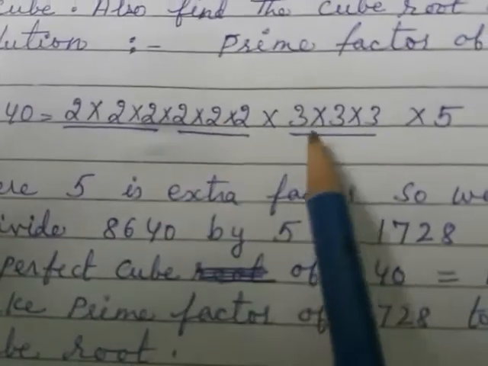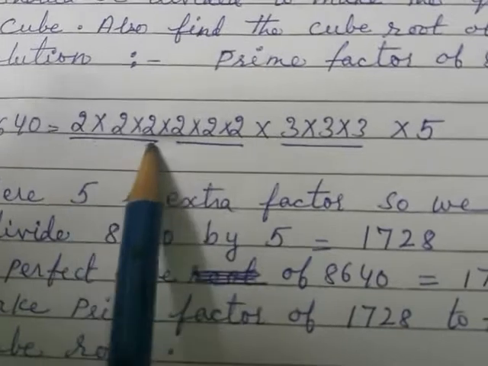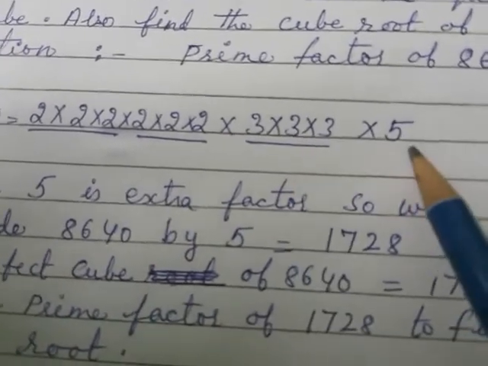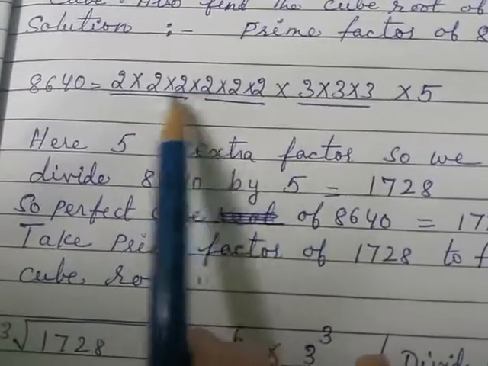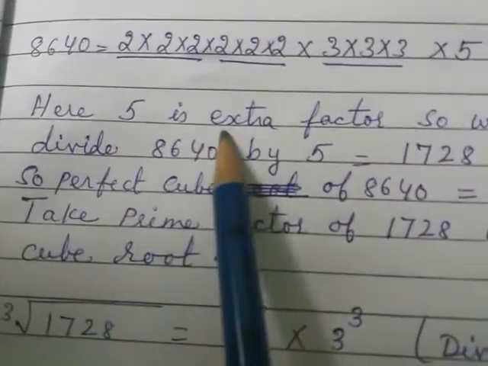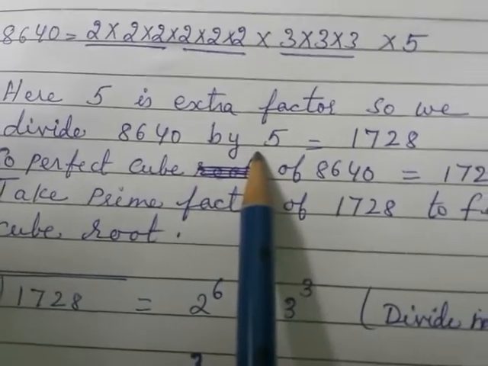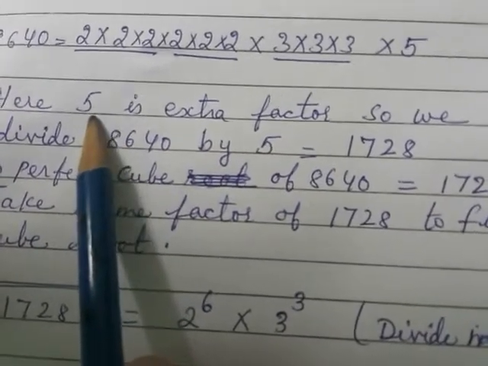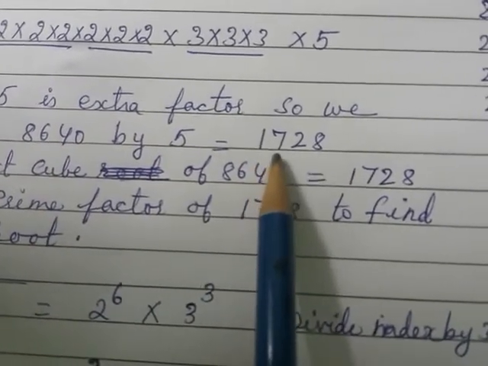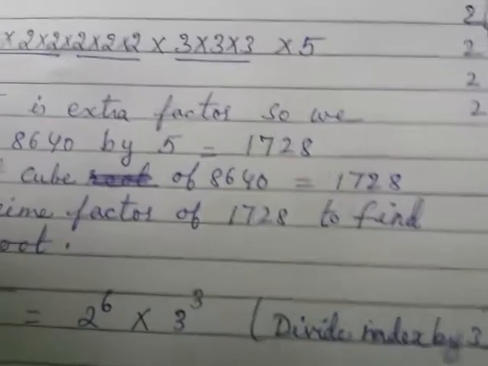Now we will make the triplets of the like factors. Here we can see one triplet is here, this is one triplet, this is one triplet, but this number does not have one. So here 5 is an extra factor. See, all these groups have triplets, but this is extra. So children, here 5 is an extra factor. So we divide 8640 by 5. When we divide it by 5, we get 1728. So 1728 is a perfect cube.